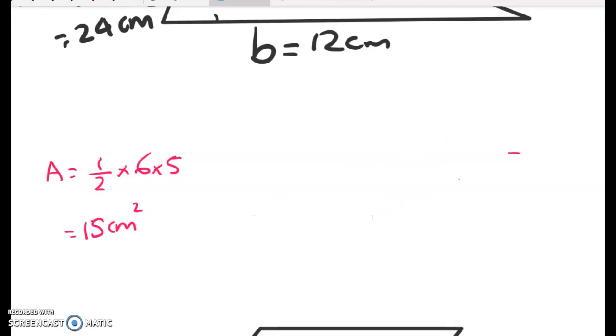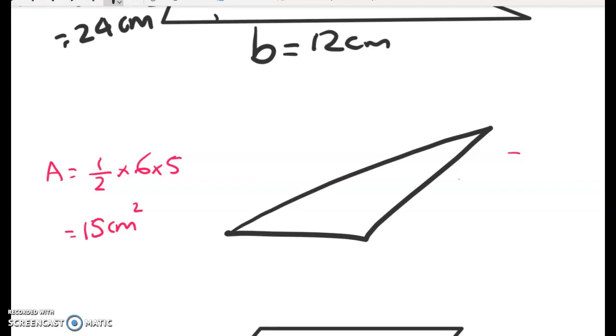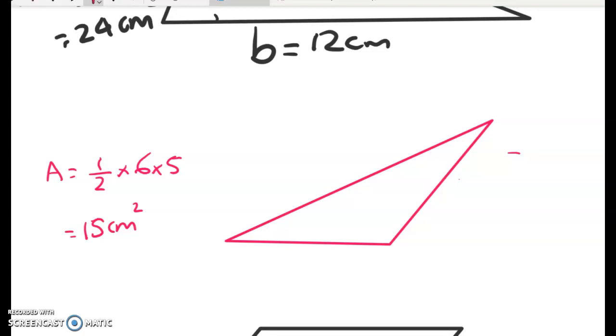Didn't like it. Let's draw a nice triangle. Still not liking it. Okay. Right. Okay. I've got my triangle back. It's not quite the same one, but it will do.